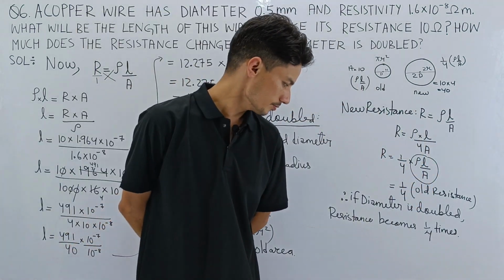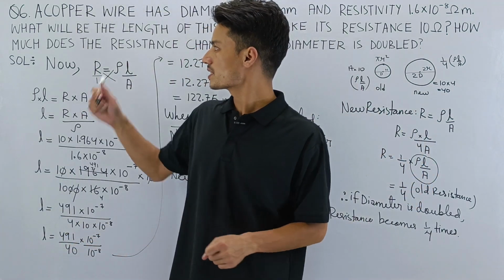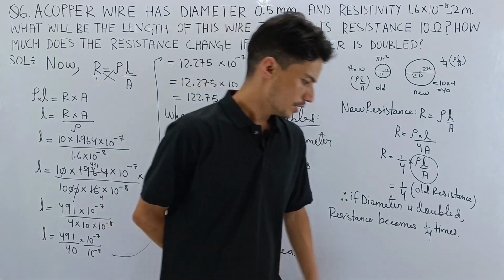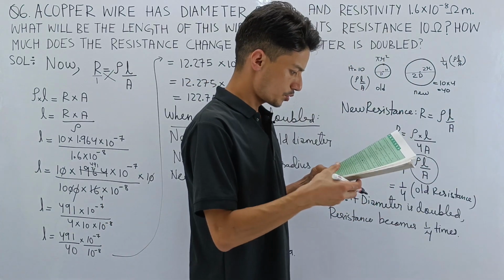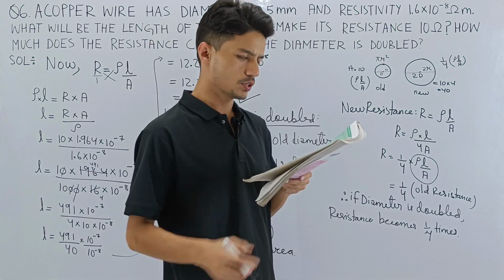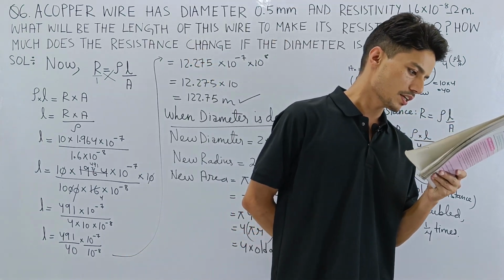So this is question number 6. And then what is the next question? The next question is question number 7, about Ohm's law, where we have to draw the graph also.